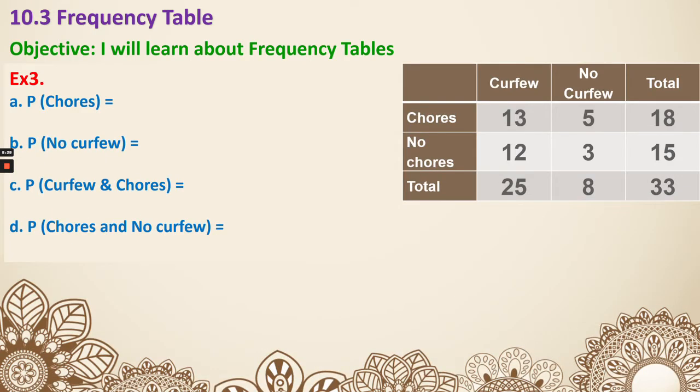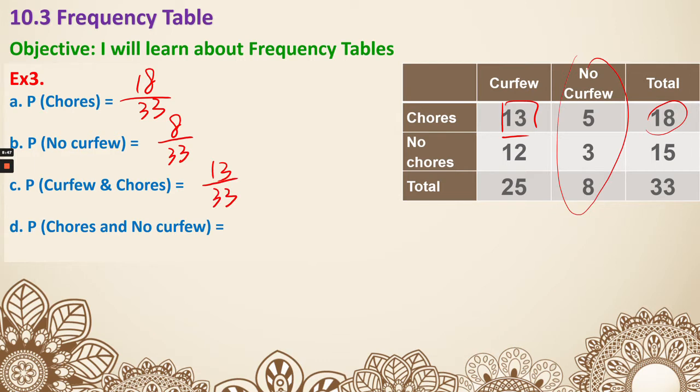Now let's practice a bit more. First one, probability of chores, which is 18 out of the total 30. Probability of no curfew, which is right here, that's 8 out of 30. Probability of curfew and chores, right there, 13 out of 30. Last one, chores and no curfew, right here, 5 out of 30. That's example 3.